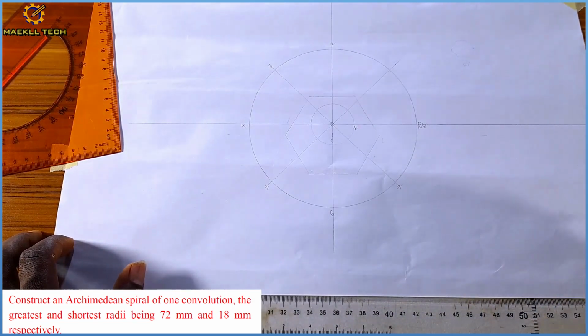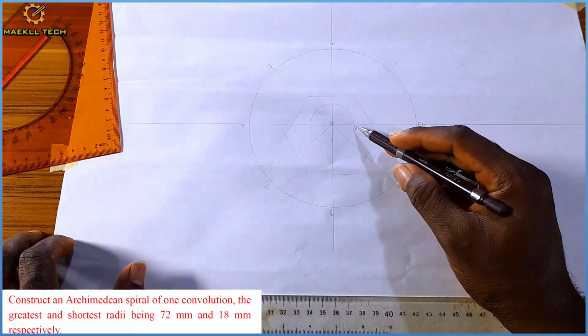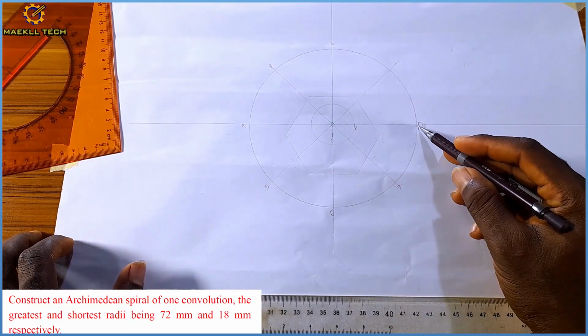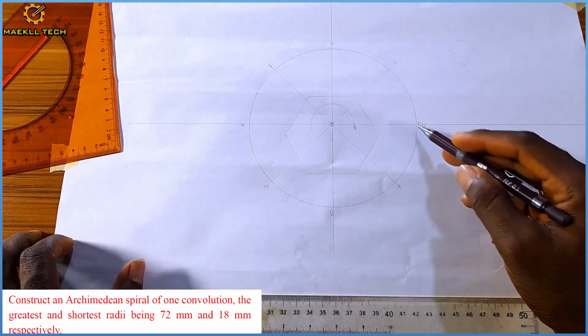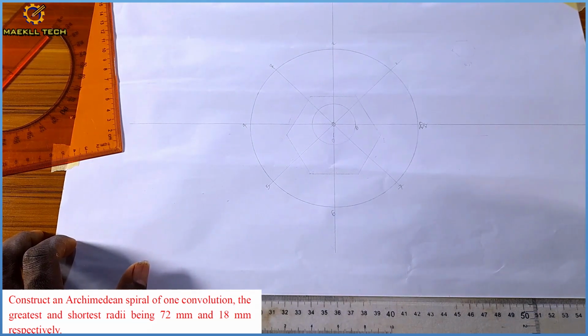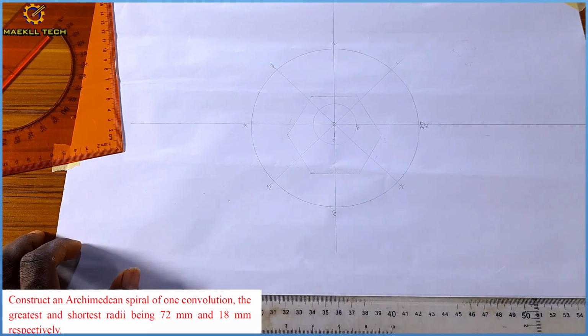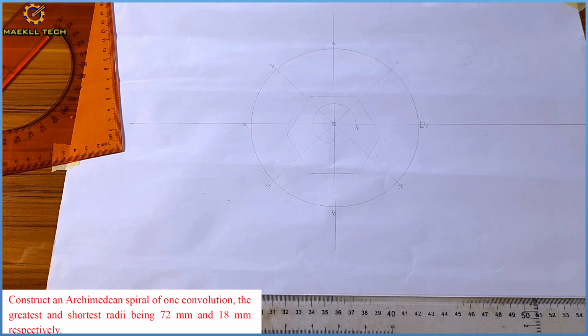Now, the distance between B and A, I'm going to divide into 8 equal parts also. And what principle will I actually employ here? I'm going to employ the principle of division of a line into equal parts and proportion. That is the principle I'm going to employ.